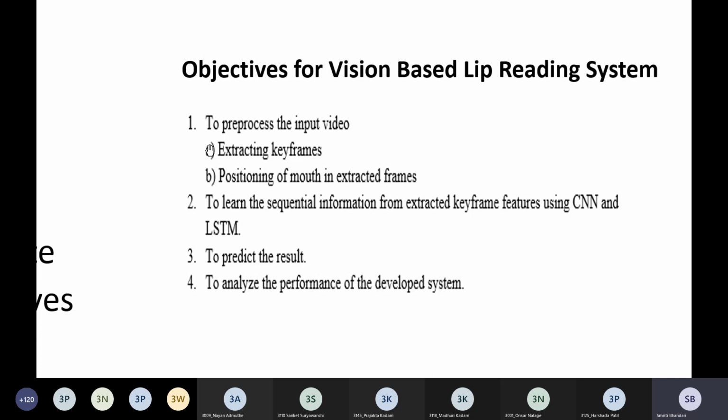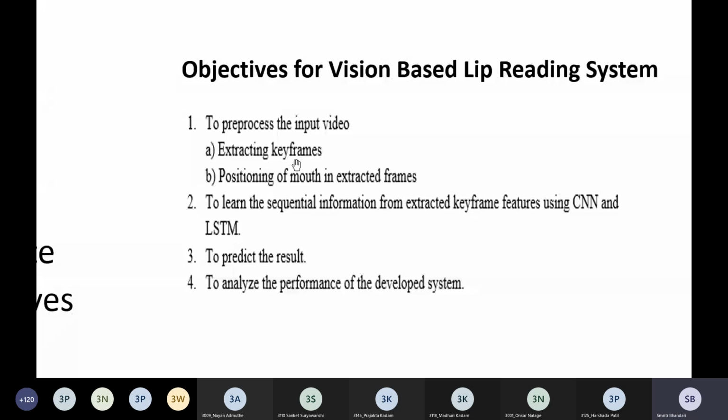Okay, now this particular objective has two subparts. So what are those subparts? Those are also bulleted. See here. This is task A under point 1 and this is task B under point 1 that we would like to do, right? So objectives are actually the tasks, the milestones, that we are going to achieve during the process of implementation. So this is the first objective, to pre-process the input video.